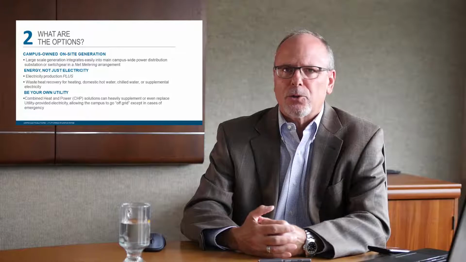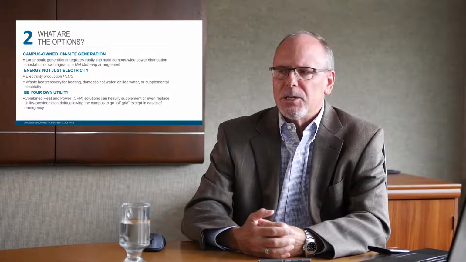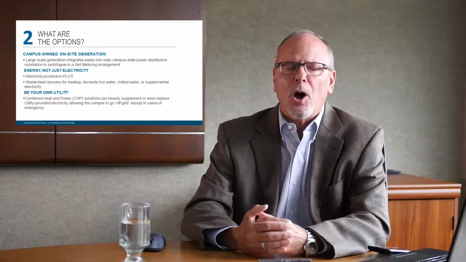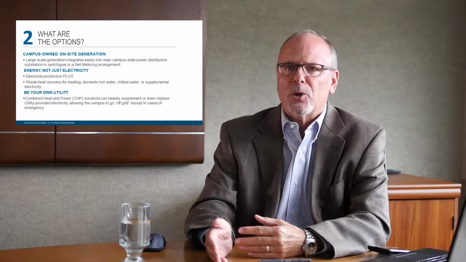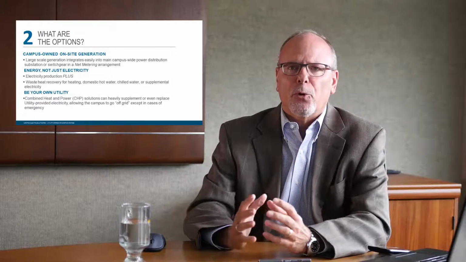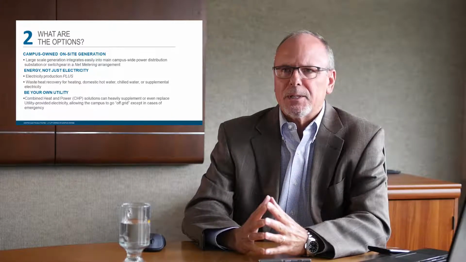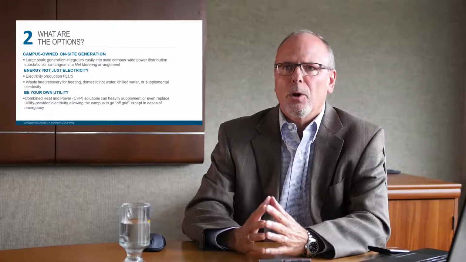Now, if you do have an electric generation system on your campus, you can be looking at energy, not just electricity. The waste heat that comes from a generating system can often be used if you've got a good use for it on campus, especially if you run a central heating and cooling plant, for heating purposes, for domestic hot water, for chilled water, or for supplemental electricity generation. You can be your own utility.